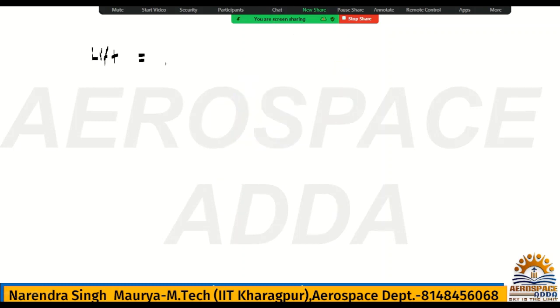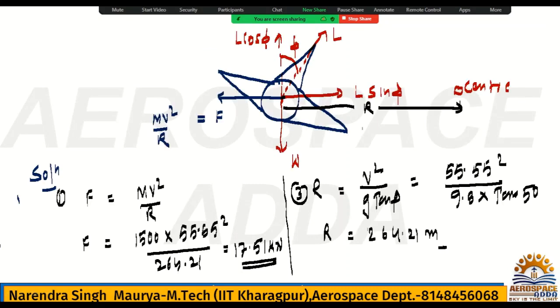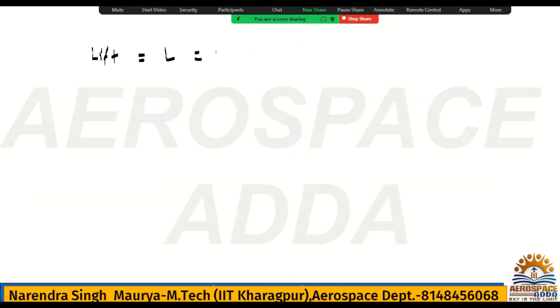Now, lift is nothing but L, and check if you balance the horizontal force here. So basically, L sine phi is equal to this force F. You can write for the calculation of lift, L sine phi is equal to F, and F is nothing but mv square by r. Just now you have calculated it. How much did you calculate?